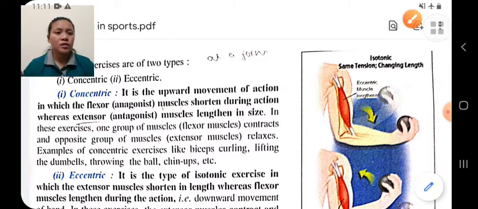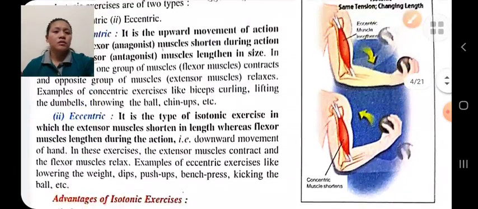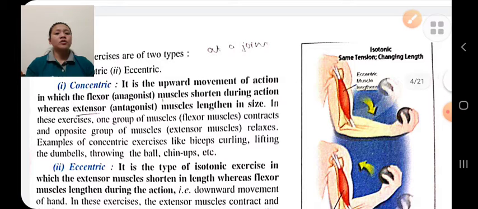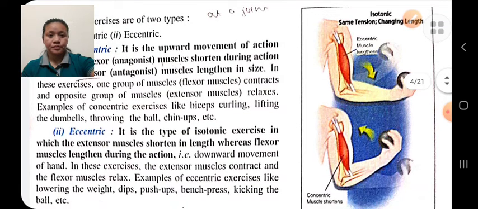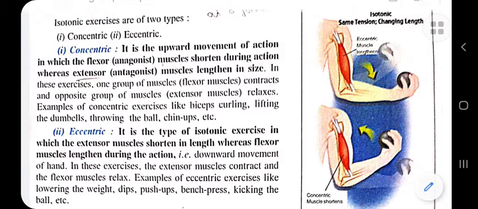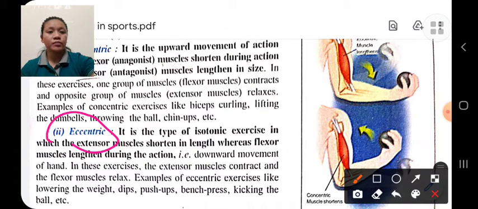This is concentric and eccentric. Concentric is upward movement, eccentric is downward movement. In concentric, the length of the flexor muscle becomes short and the extension muscles become long. In eccentric, it is a downward movement. Therefore, the length of the flexor muscles increases, and the length of the extension muscles decreases, becoming short.